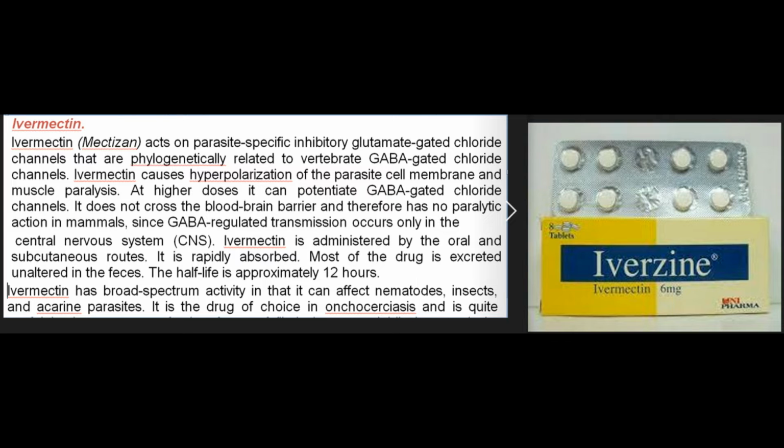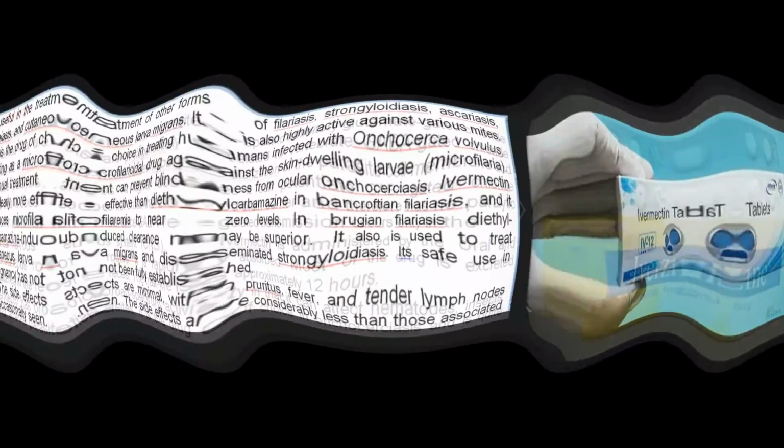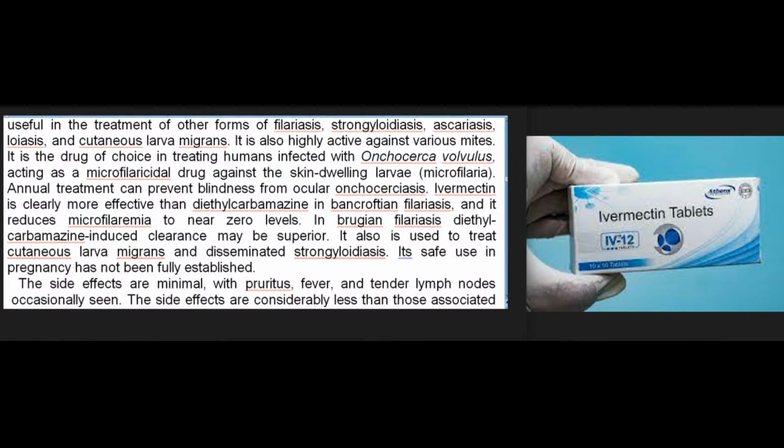Ivermectin is administered by the oral and subcutaneous routes. It is rapidly absorbed. Most of the drug is excreted unaltered in the feces. The half-life is approximately 12 hours. Ivermectin has broad-spectrum activity in that it can affect nematodes, insects, and acarine parasites. It is the drug of choice in onchocerciasis and is quite useful in the treatment of other forms of filariasis, strongyloidiasis, ascariasis, loiasis, and cutaneous larva migrans. It is also highly active against various mites.